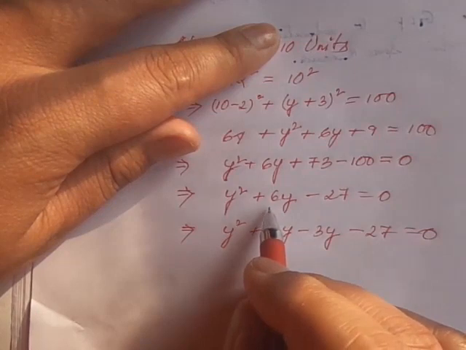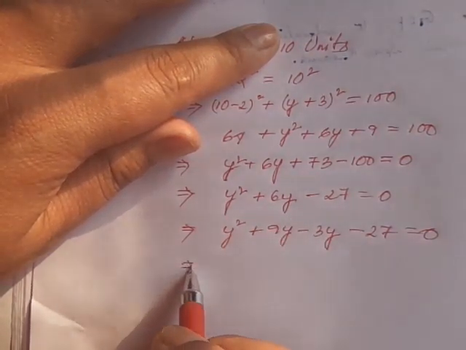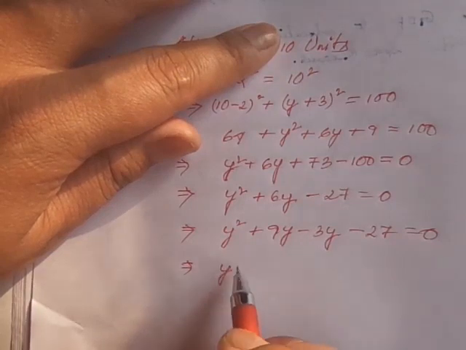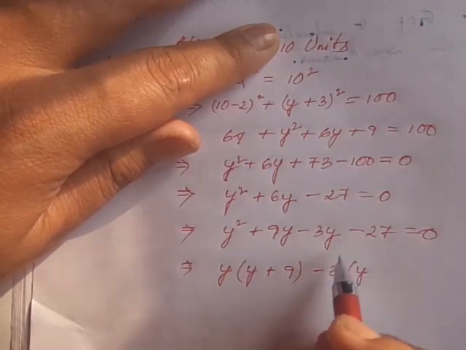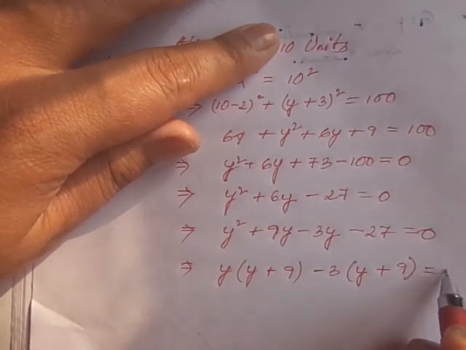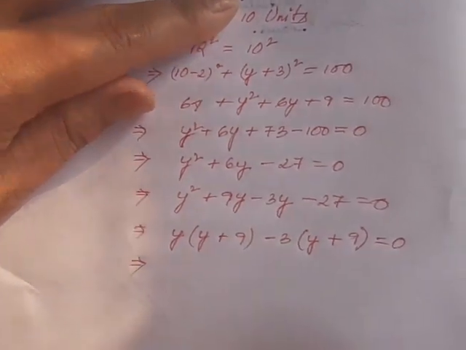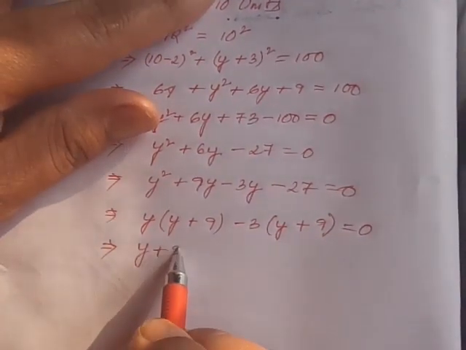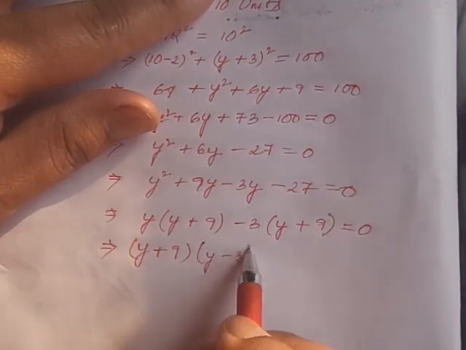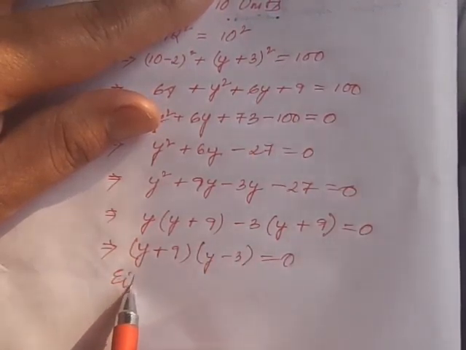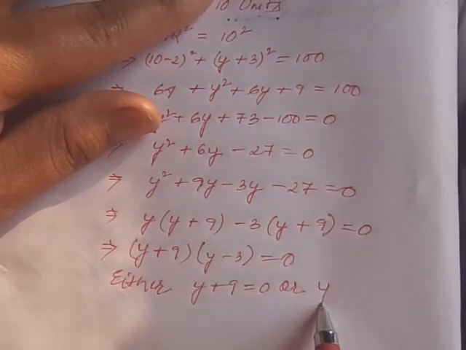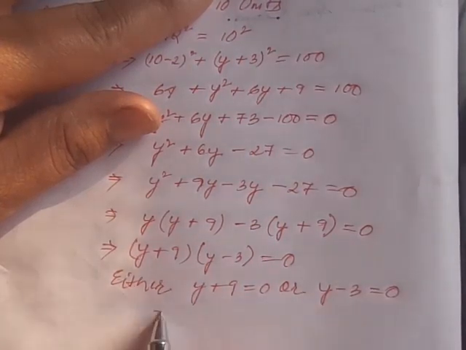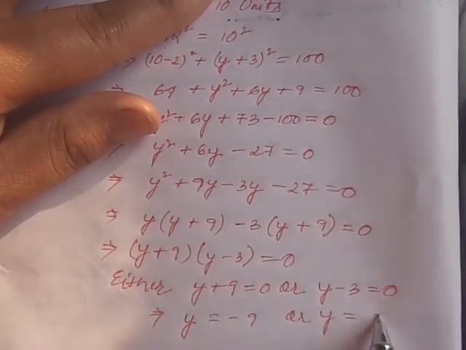So we split the middle term 6y into two, and from here we can take y common, so y plus 9 remaining. From here, minus 3 taking, so this minus is taken here, so plus 9 remaining, equal to 0. So from here we can take common, so it comes like this, equal to 0. So either y plus 9 equals 0 or y minus 3 equals 0. So we get y equal to minus 9 or y equal to 3.